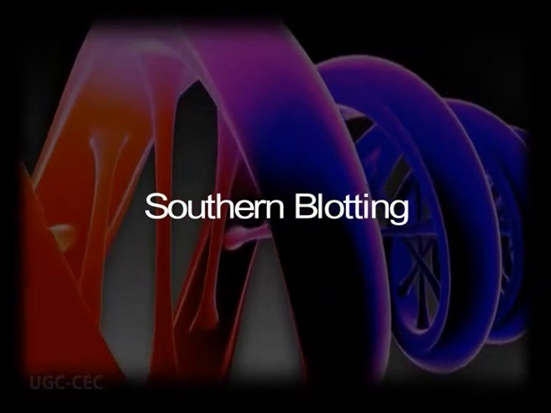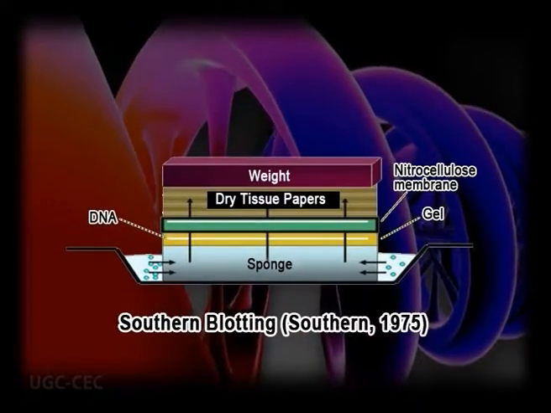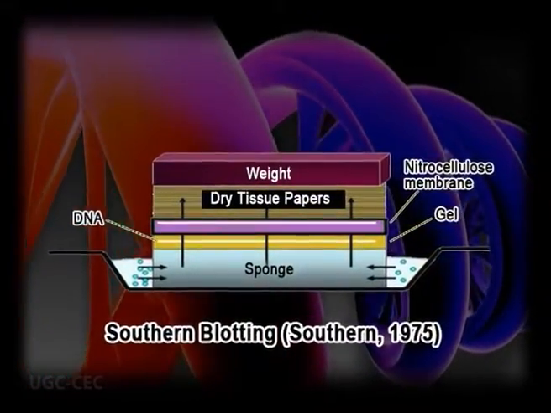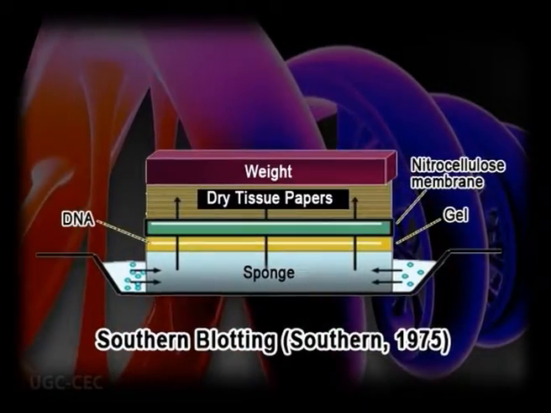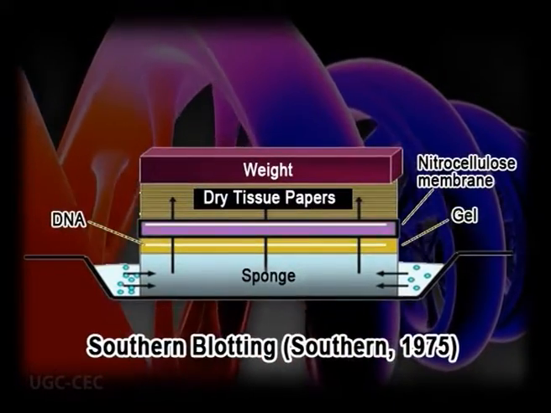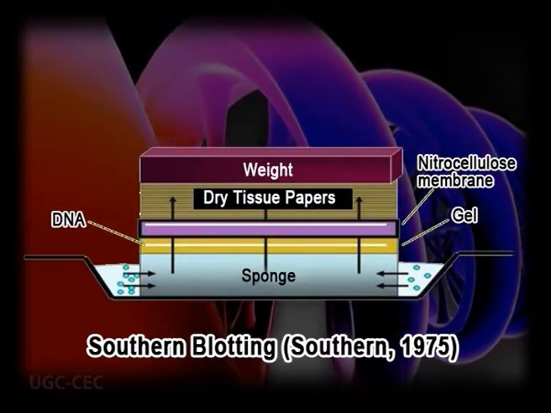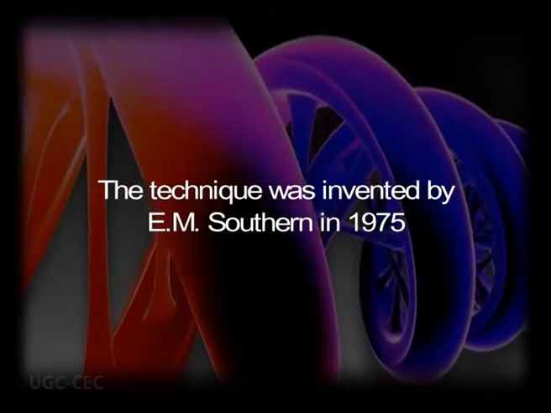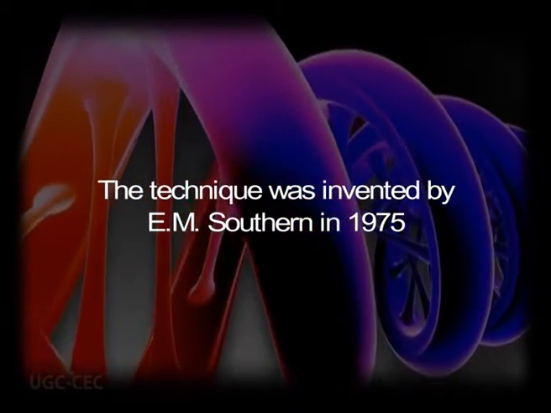Southern blotting is a technique of transferring DNA molecules from agarose gel to a solid support such as nitrocellulose paper or nylon membrane, followed by hybridization with a specific probe. The technique was invented by E. M. Southern in 1975 and hence the name Southern blotting.